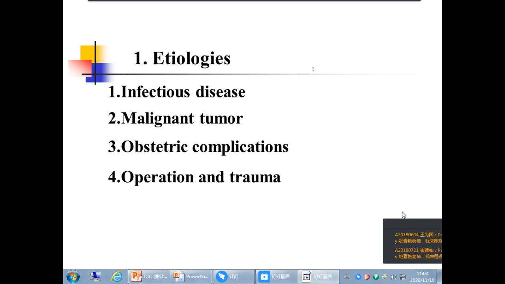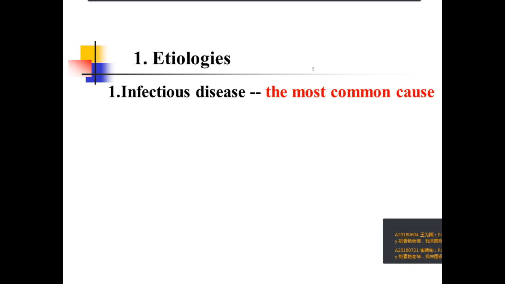First, infection. Infectious disease is the most common cause of DIC. Why can infection lead to coagulation function increase? Endotoxin can damage VEC. Normal VEC have anticoagulation function, but damaged VEC have procoagulant function. So severe infection can lead to coagulation function increase.